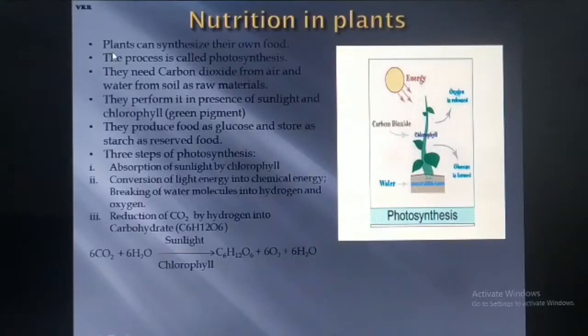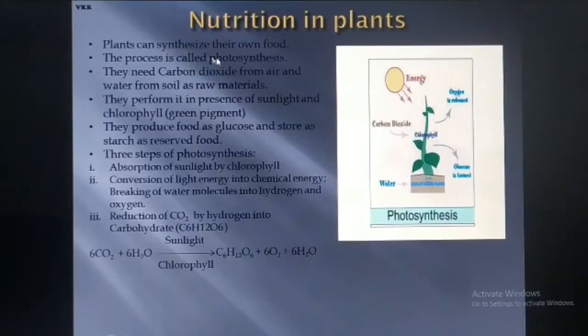Number one, we know that plants can synthesize. Well, children, here you have to understand that production is different from synthesis. Production means something which was not there and it is produced. Synthesis is something which was present in certain other forms, and now it has been converted or combined.